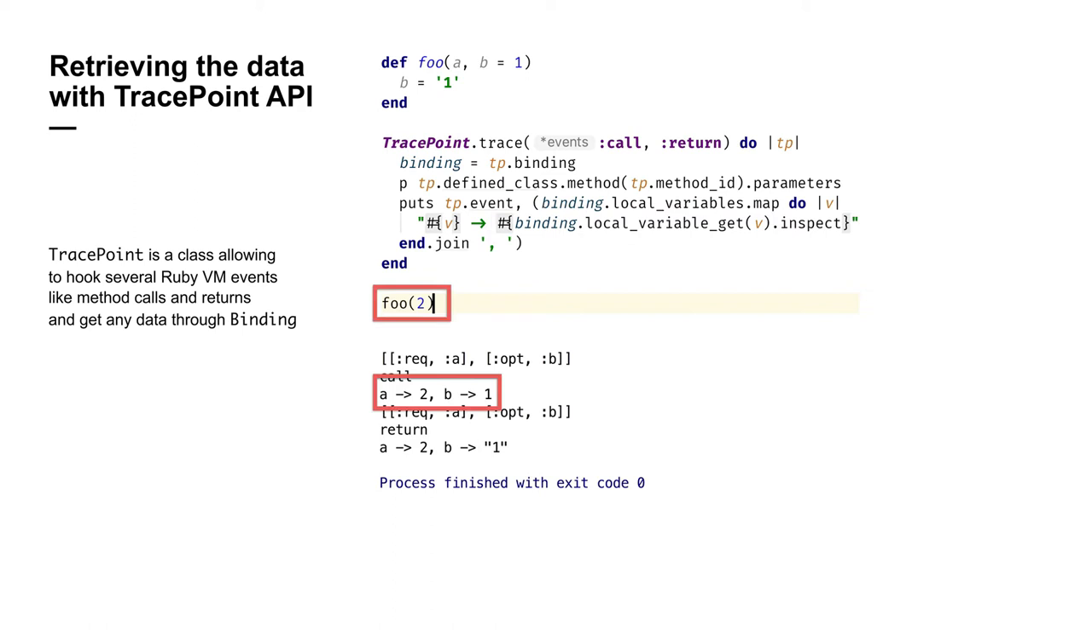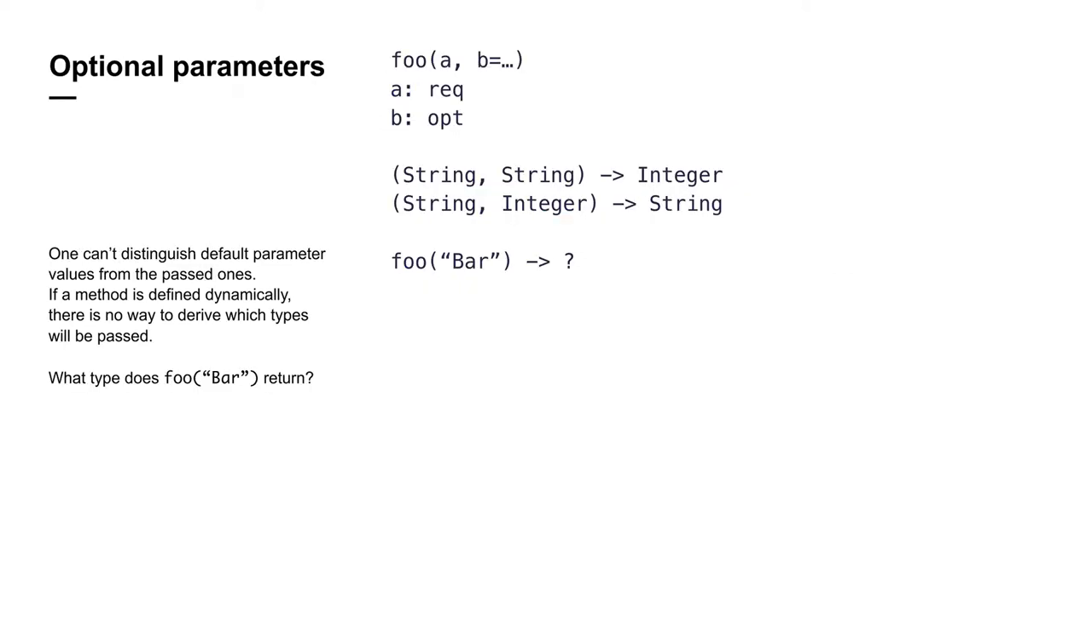And here is an interesting detail. You can see that I'm trying to run the method foo with one parameter, but the output of this script at the bottom shows that TracePoint sees both parameters as initialized. How come? And why is it important?